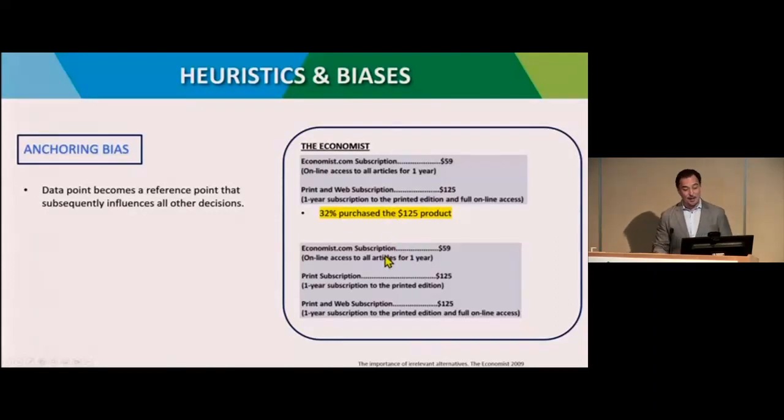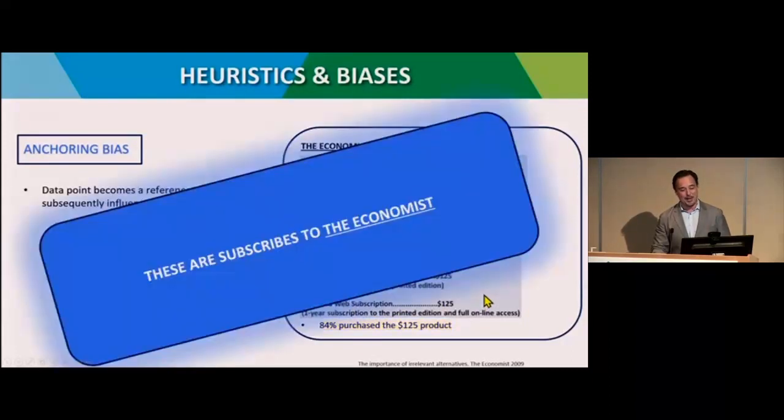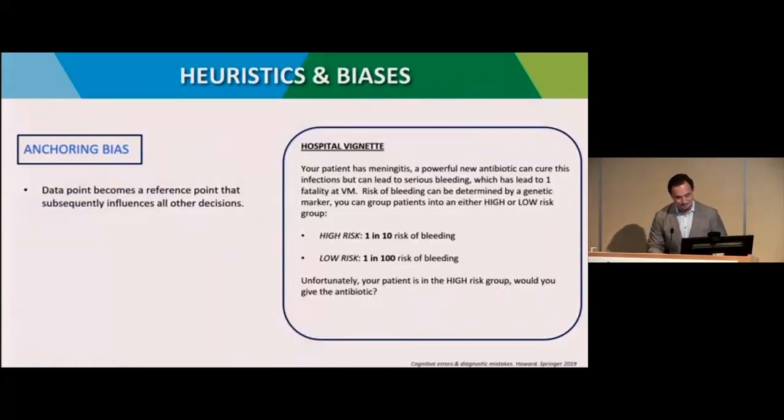And then they tried another scenario where they essentially added one more option, where you could get the print subscription for $125 or you can get both for $125. And 84% then chose the $125 product. And what's interesting to point out, this is a kind of self-experiment on people that subscribe to The Economist, theoretically people who might be aware and looking for this sort of thing.